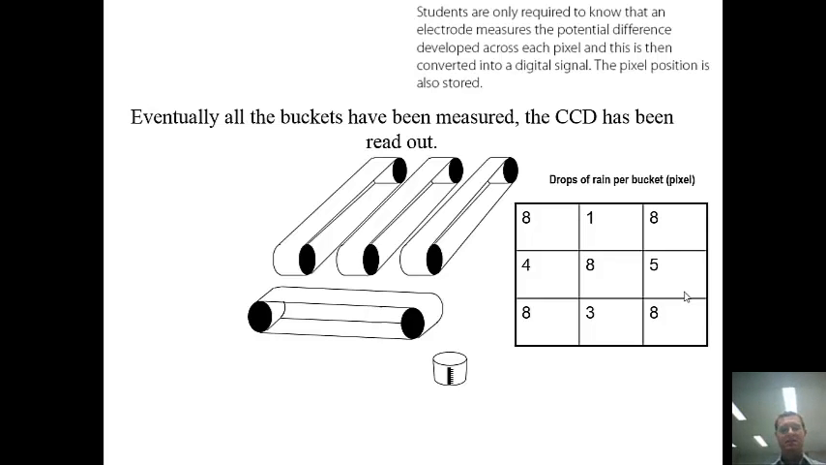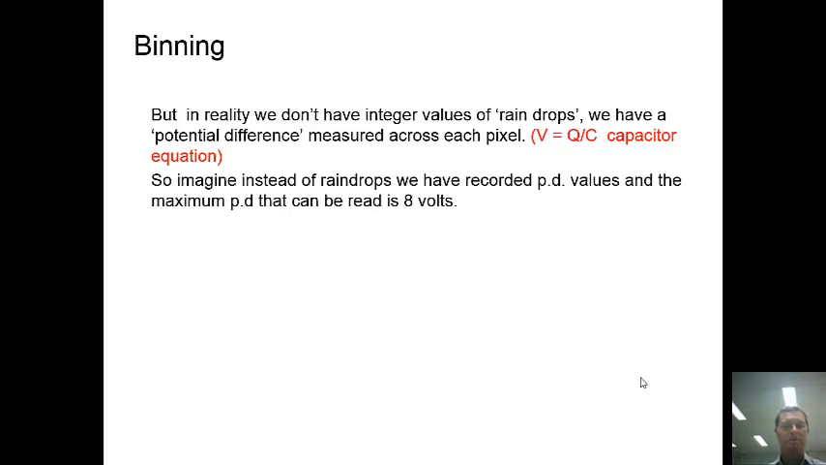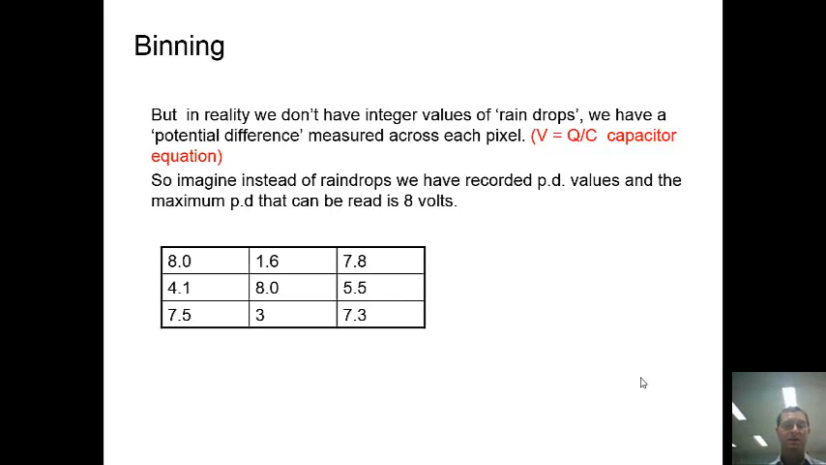Now, this gives me a series of values, and those values I can now use and read out because I can convert them into a digital signal, which is really, really useful. In reality, we don't have integers of raindrops, we have just the potential difference measured across each pixel. So what we're able to do is measure the potential difference, and rather than raindrops, obviously we're talking about volts, which can be read.